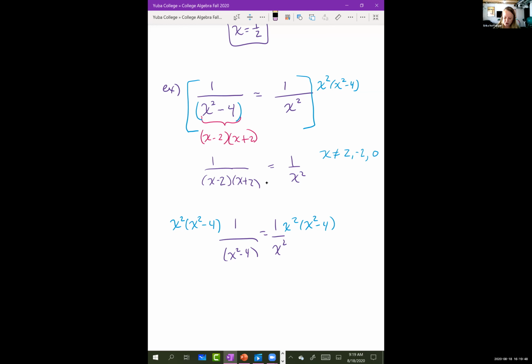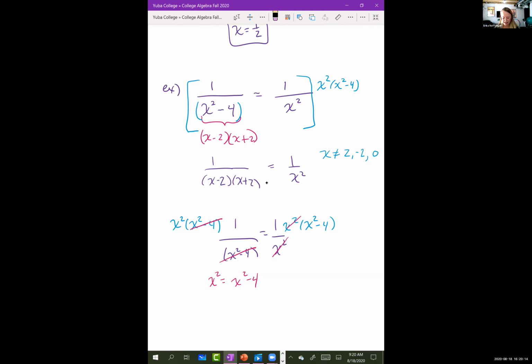Again, the whole point of doing that was so that things would cancel. And so x squared minus 4 cancels with this x squared minus 4, and then you're left with just x squared on the left-hand side, equal to, x squared cancels over here, and we're left with x squared minus 4.